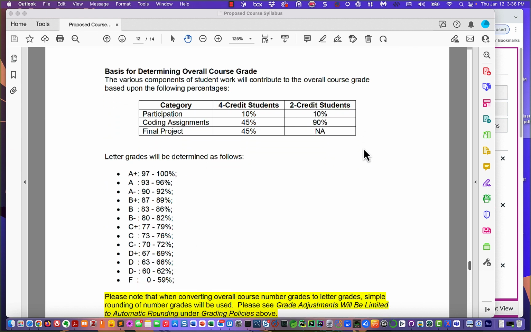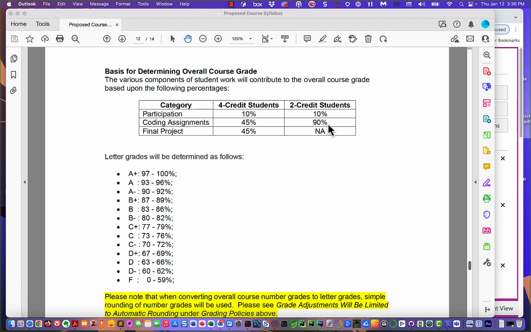The basis of the grade. So two scenarios. If you're taking this for 4 credits, the participation is 10%, the coding assignments are 45%, and the final project is 45%.